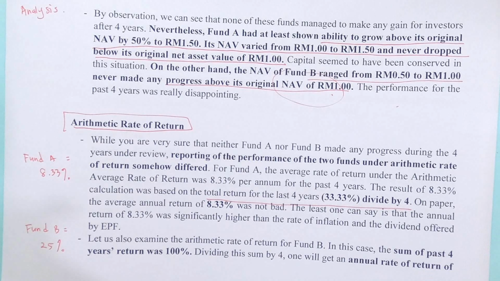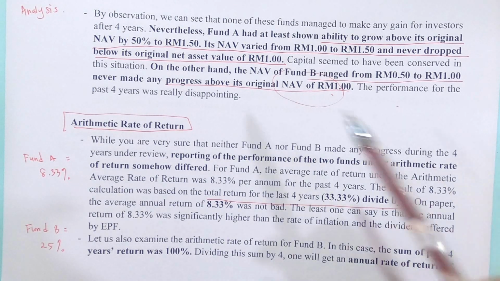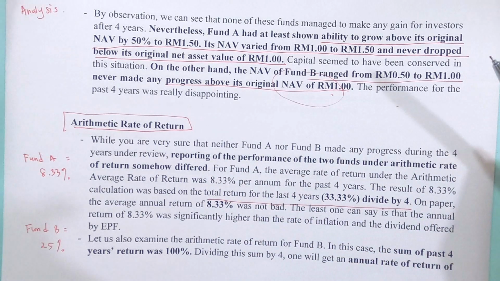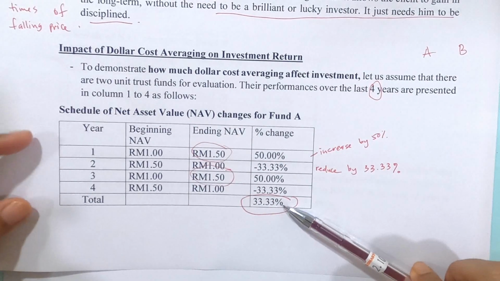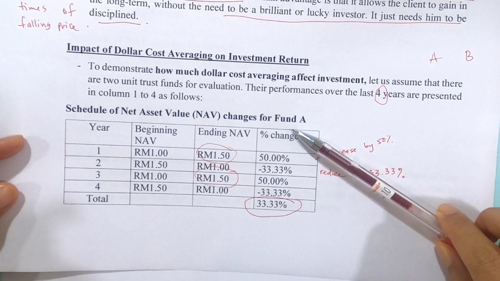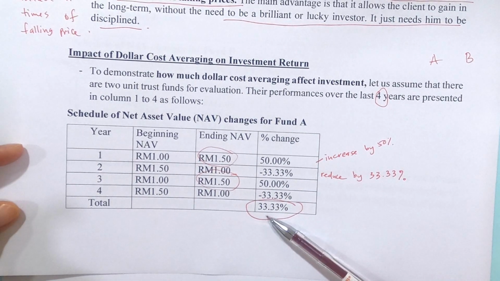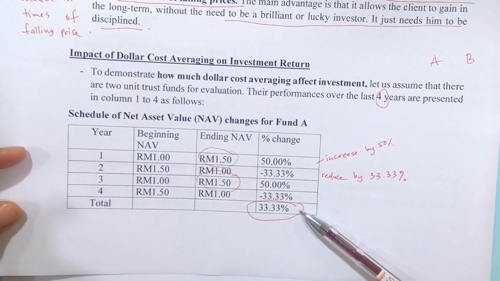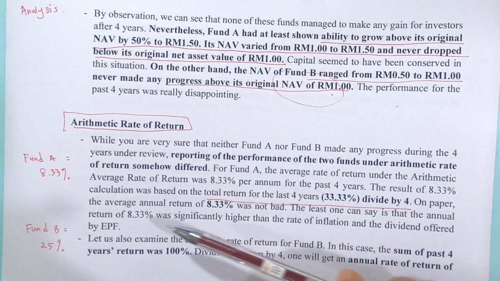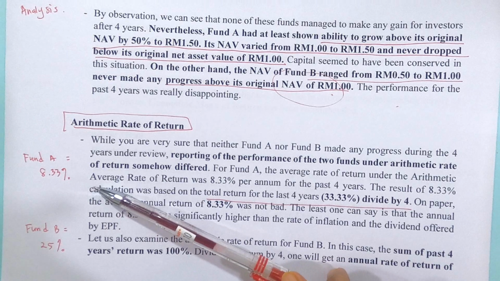Alright, now we try to analyze Fund A and Fund B using the arithmetic rate of return. This is pretty simple, where we divide the percent of change by the number of years. As for Fund A, the percent of change is 33.33%. Divided by 4 years, the arithmetic rate of return for Fund A is 8.33%.